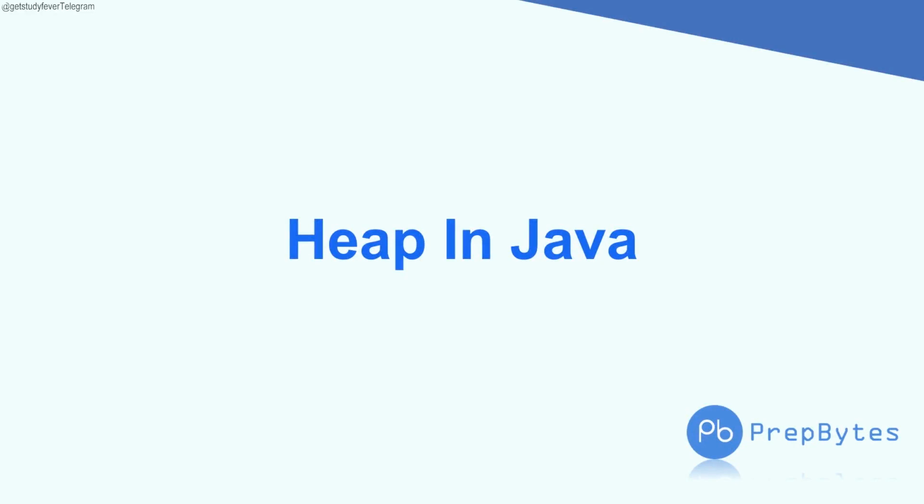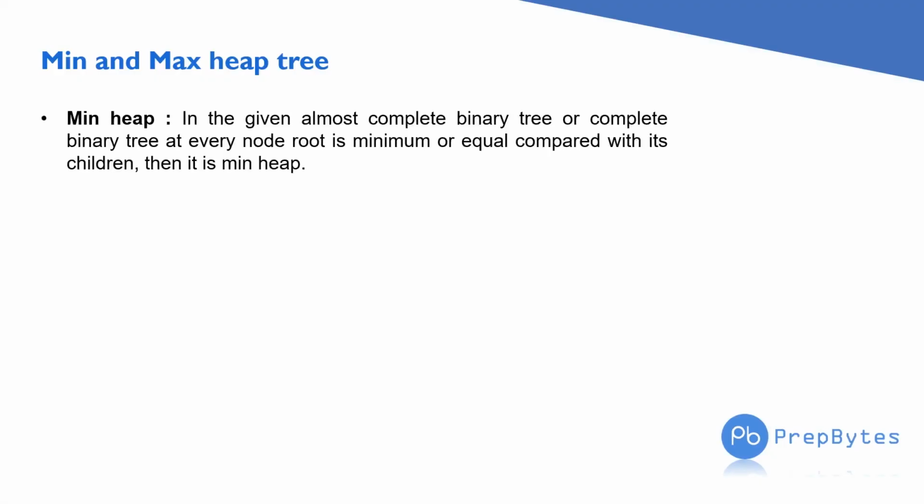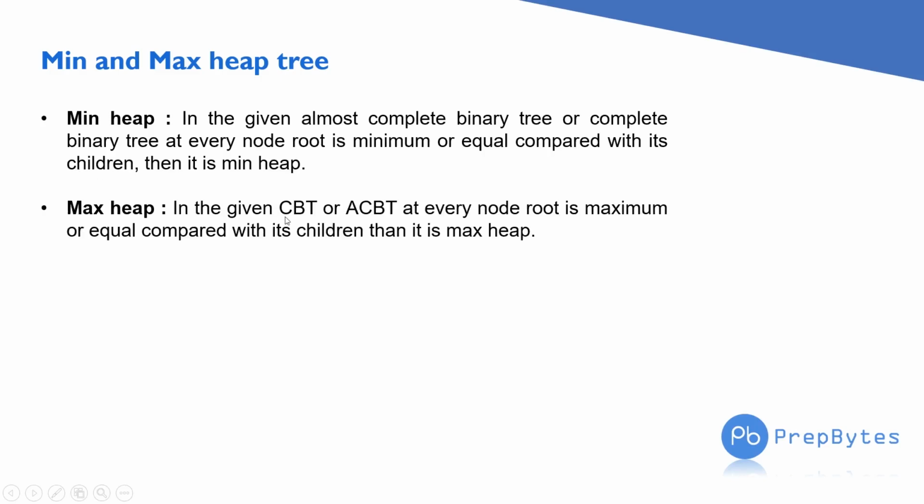Java implementation of heap. Before that, let me explain some concepts of heap. So what is a min heap? In a given almost complete binary tree or a complete binary tree, if at every node the root is minimum or equal compared with its children, then it is a min heap. And if the root is maximum or equal compared with its children, then it is a max heap.